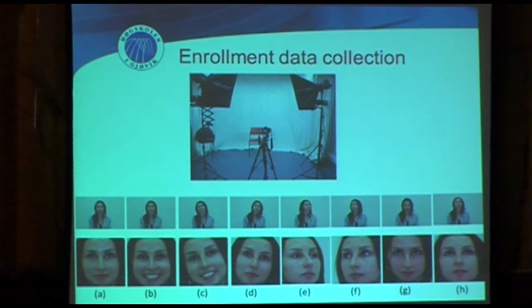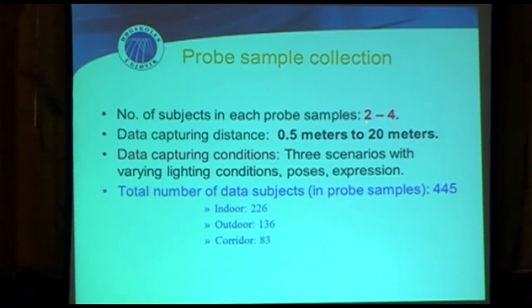So this is the typical setup we used for the enrollment data collection. We have a nice studio environment in the lab, with diffusers, and the camera mounted about 2.5 meters away from the chair. We tried to follow all ISO standards, especially for passports, to simulate a similar situation. Here we captured 8 samples for each user, simulating different poses. The first one is neutral, the second one is a smile, and the remaining 6 represent different poses.